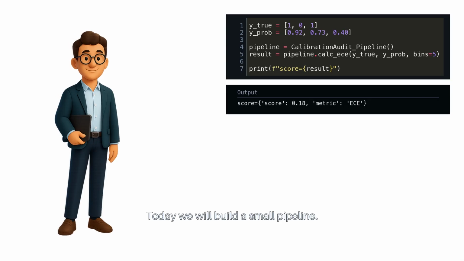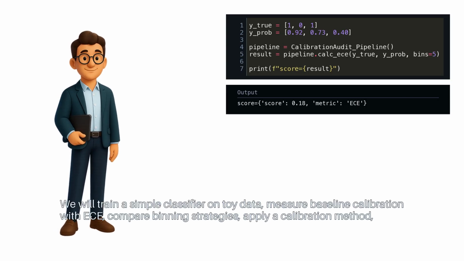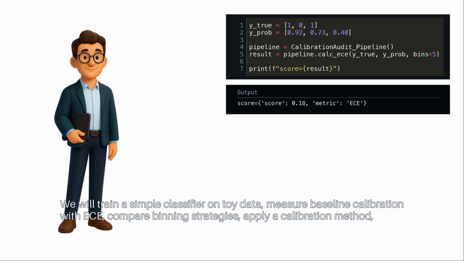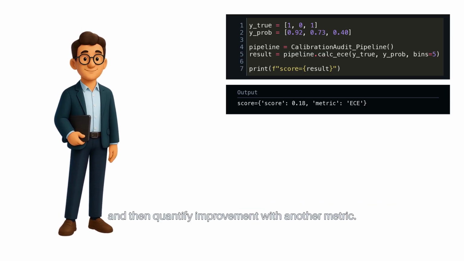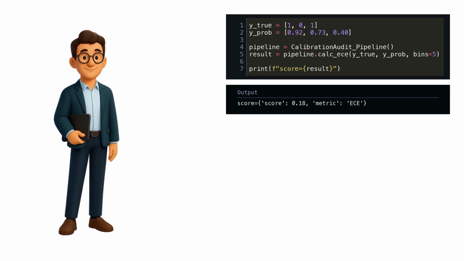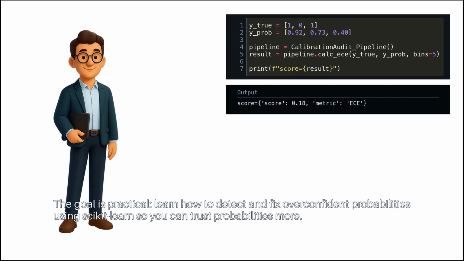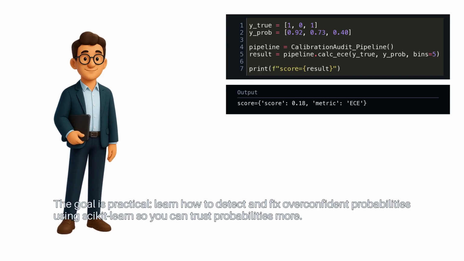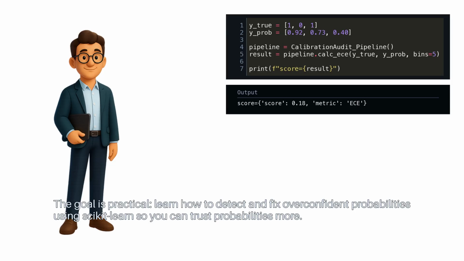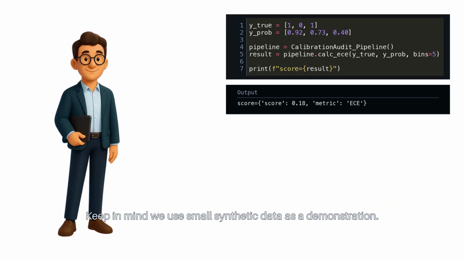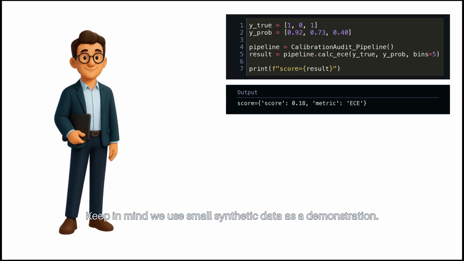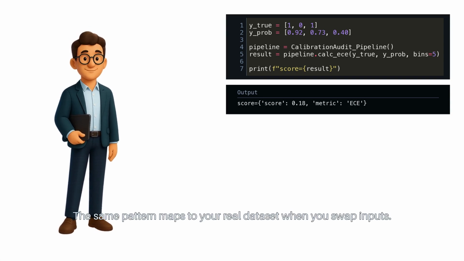Today, we will build a small pipeline. We will train a simple classifier on toy data, measure baseline calibration with ECE, compare binning strategies, apply a calibration method, and then quantify improvement with another metric. The goal is practical. Learn how to detect and fix overconfident probabilities using scikit-learn so you can trust probabilities more. Keep in mind, we use small synthetic data as a demonstration. The same pattern maps to your real dataset when you swap inputs.